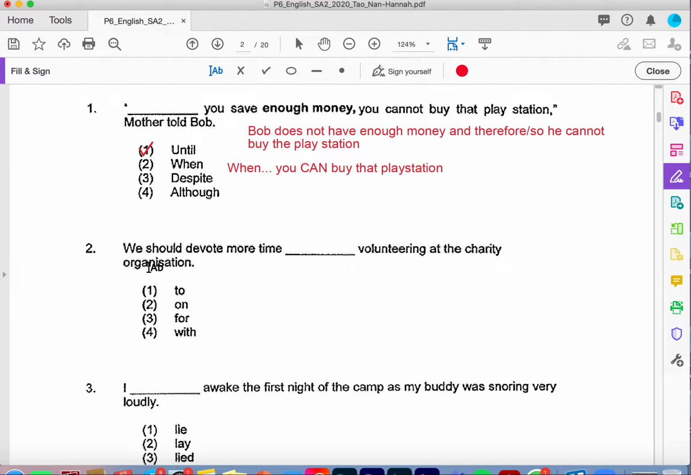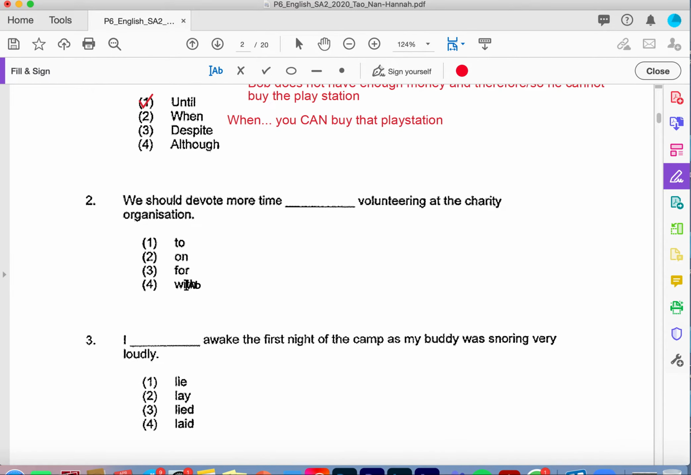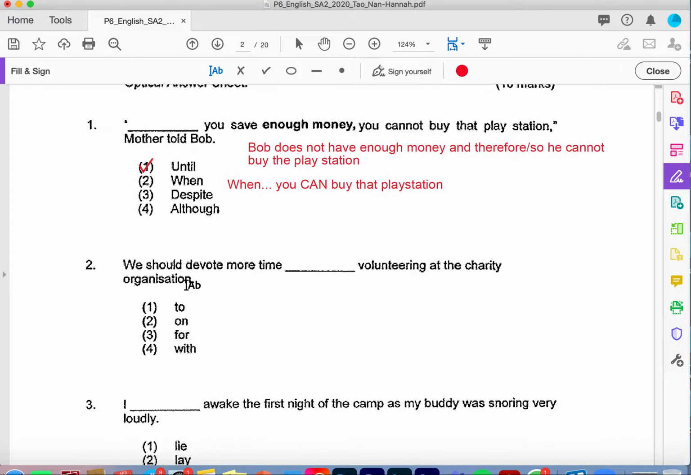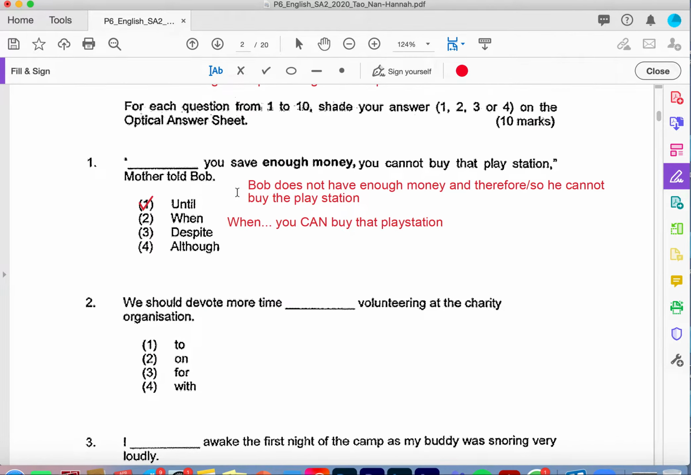I always advise students to look at all the questions in the grammar section because this gives you a feel of how difficult the paper will be, and also gives you some time to prep yourself before you answer. For grammar, always look at tenses. The first one is a blank: "You save enough money, you cannot buy that PlayStation," Mother told Bob. This question is direct speech, when Mother, the first character, is talking to Bob directly.